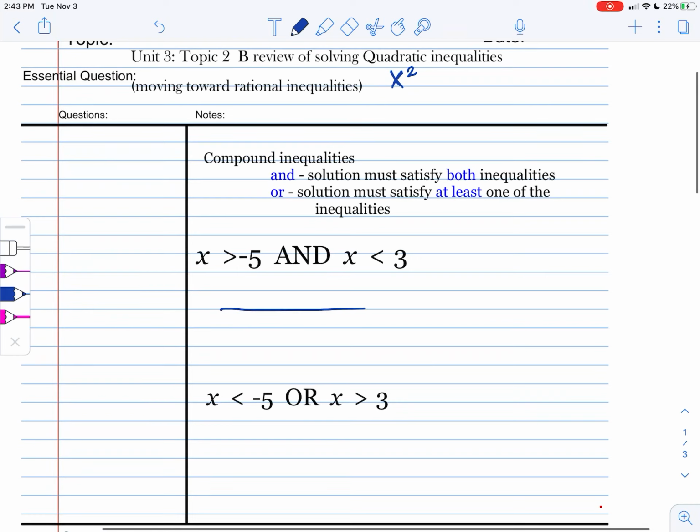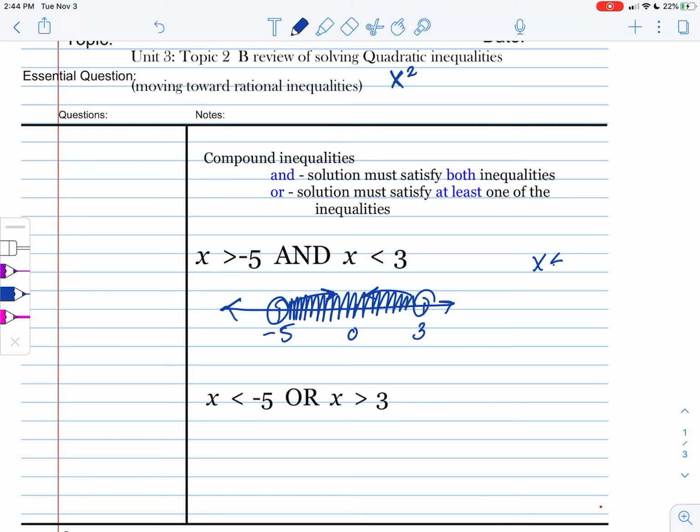So if I put this one on a number line, I would have an open circle here and an open circle here. And I want x is greater than -5 and less than 3. And I want these things to be happening at the same time. So it's these two. And this can be written like this, with x in the middle.